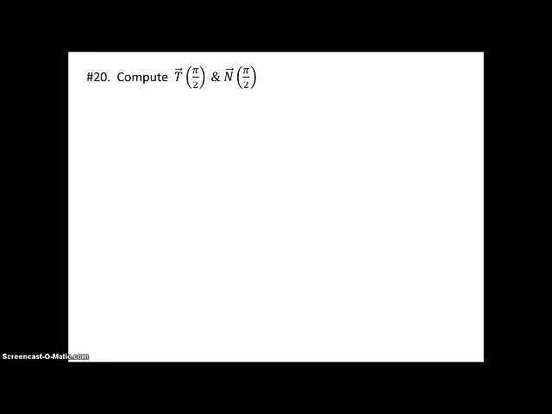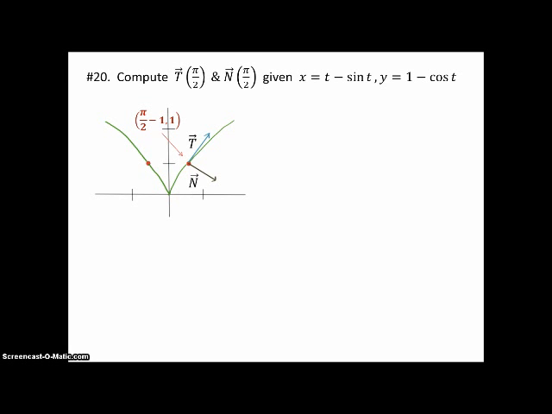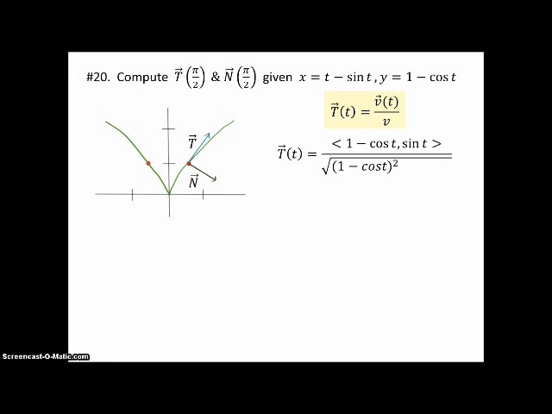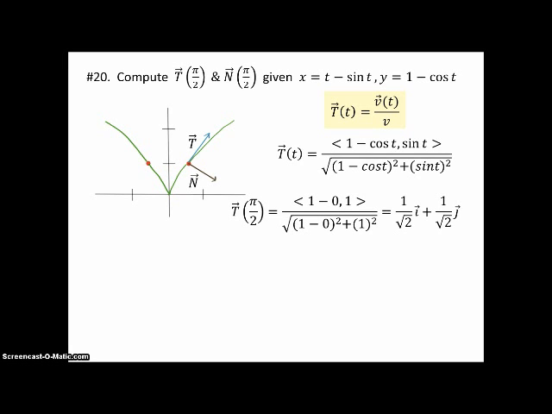Number 20, compute the tangent vector and the normal vector at pi over 2 given this two-dimensional parametric curve. So here's a picture. Notice that the point when t is pi over 2, x is pi over 2 minus 1, and y is 1 minus 0. Here's our formula for the tangent vector. And so the two derivatives for x and y are 1 minus cosine and positive sine, and then we square those to get the length of the velocity vector. And then we put in pi over 2 for t, and we get this vector.